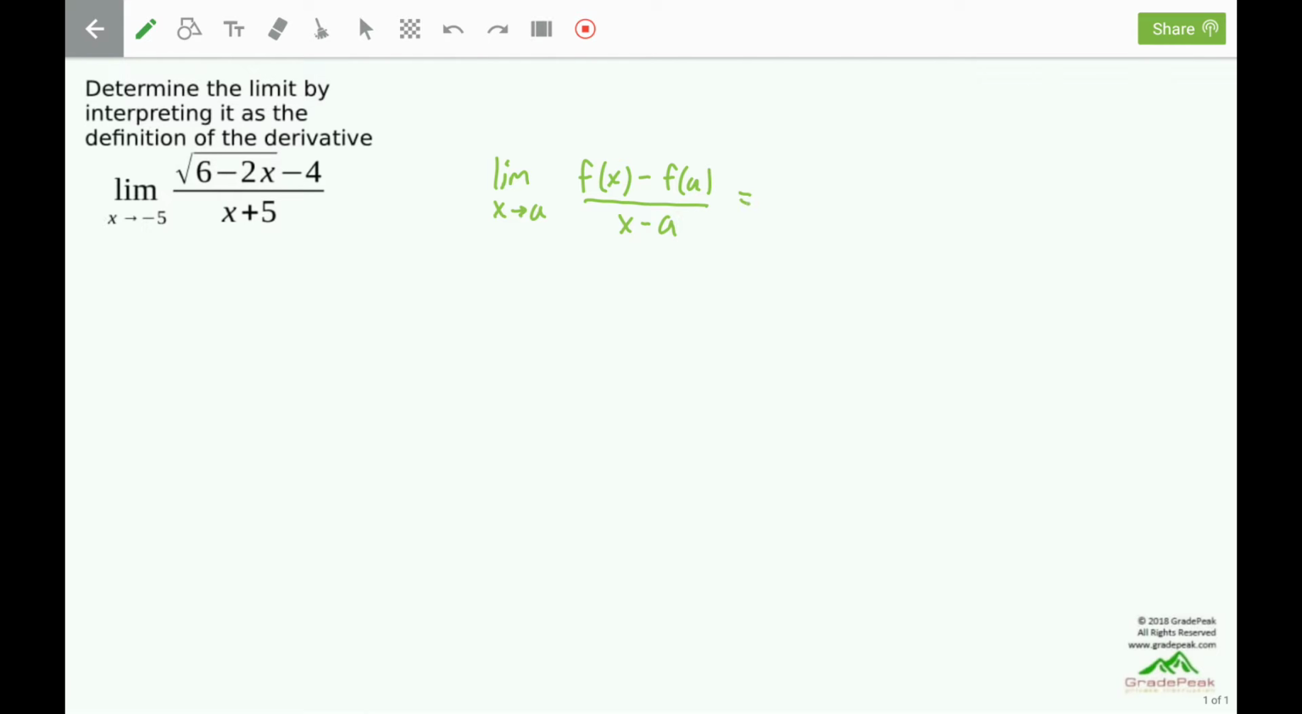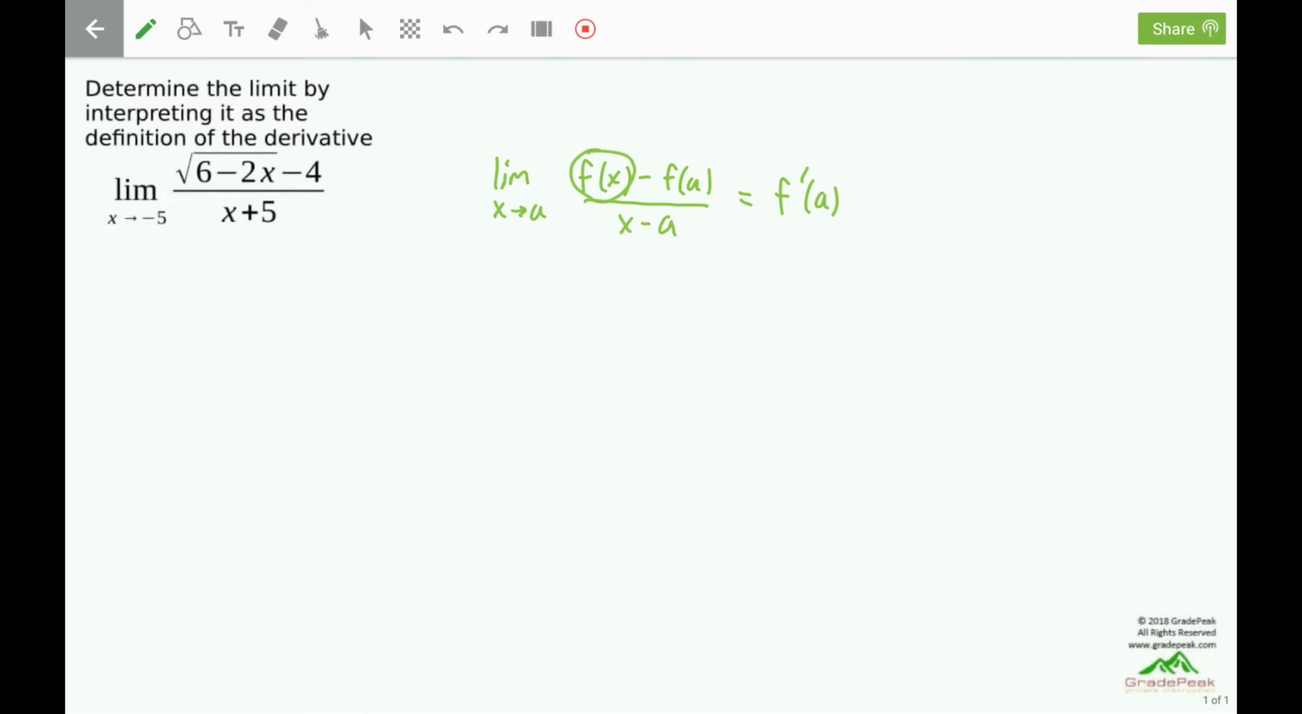The result of this limit is the definition of the derivative, and it will give the derivative of f of x evaluated at a as its result. One way is to directly work the limit out, but another option is to take the derivative of f of x and evaluate it at a.